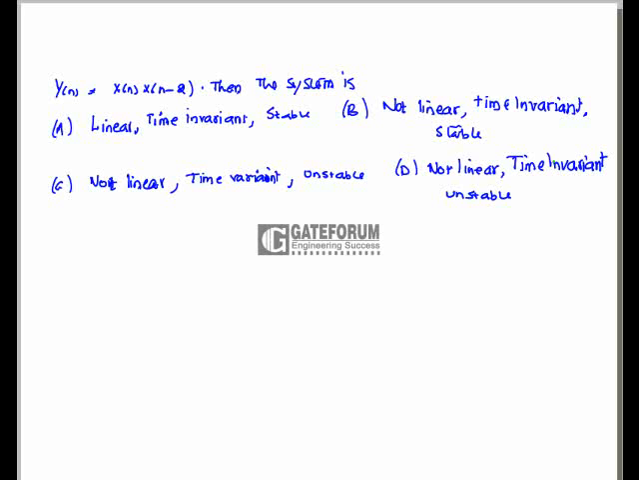y of n is equal to x of n into x of n minus 2, then the system is time invariant as well as non-linear. We have to check for the stability condition. If x of n is finite, y of n is also going to be finite. Hence option B is correct.